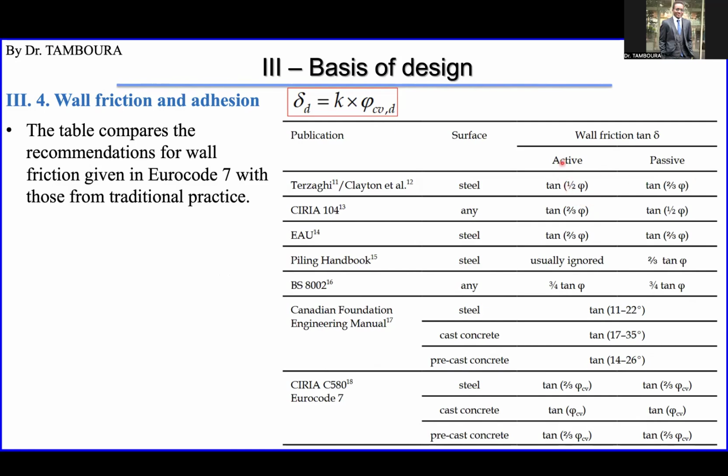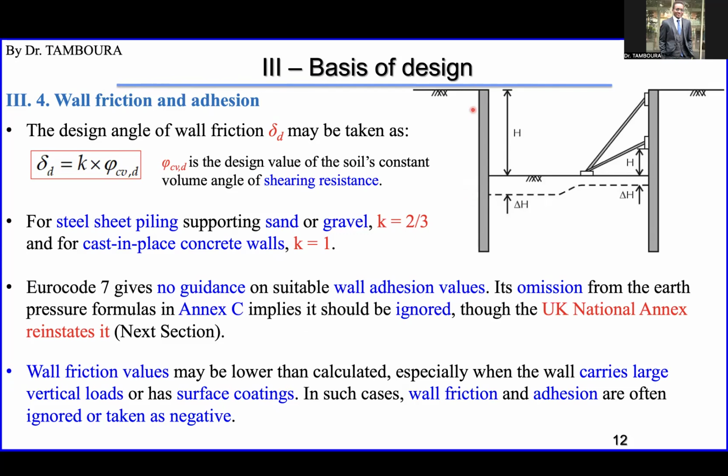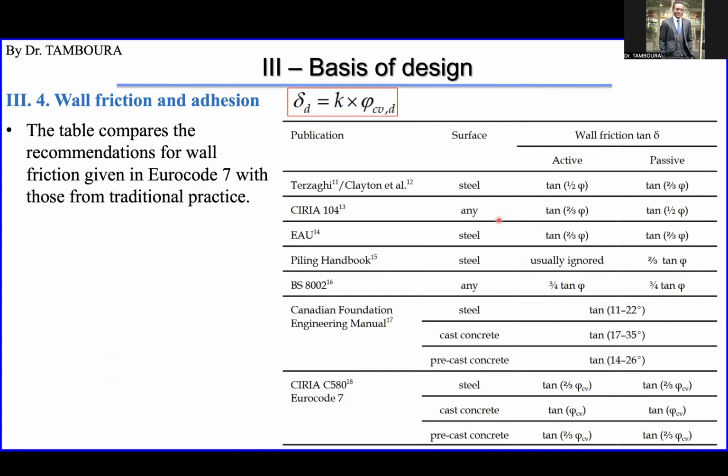Active and passive, for now, just retain that it is like different sides of the wall. I will go back to show you. For example, this side of the wall and this side of the wall. So we can say this is active and this is passive. Between this side of the wall and the soil, what is the friction? Or between this side of the wall and the soil, what is the friction? This is why you have active and passive. Anyway, for each reference, these are the values proposed.